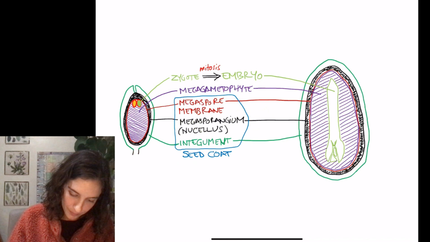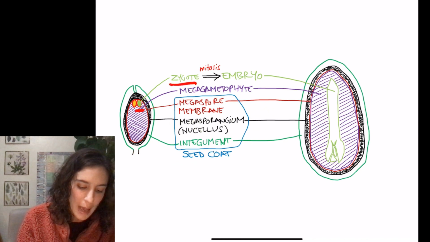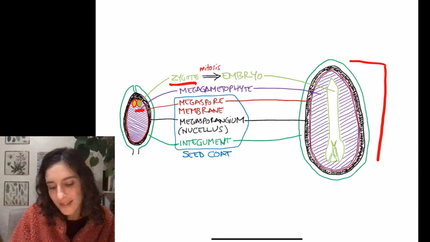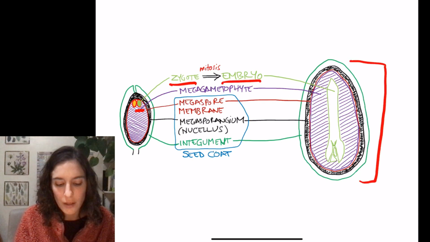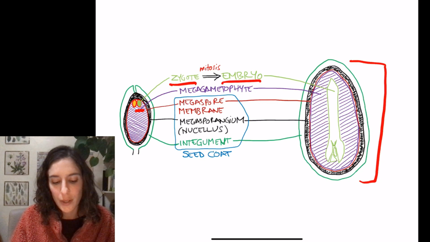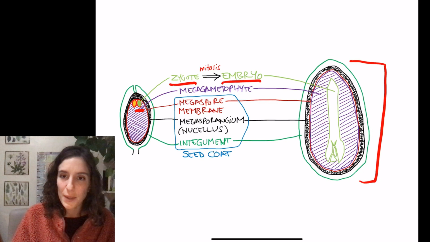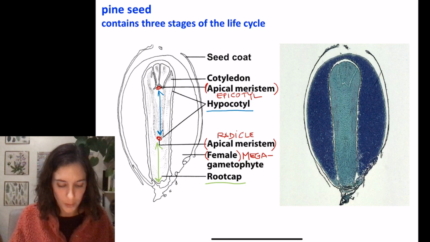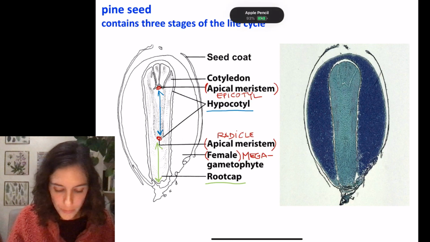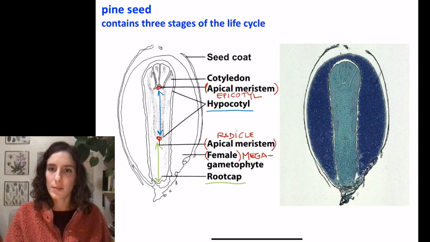Very cool. And then, of course, once fertilization does happen, a zygote will form, and then it's going to form an embryo, right? And then an embryo inside of a megagametophyte, inside of a seed coat, is, of course, a seed. Okay, so here's just another review slide talking about some of those terms from earlier. And I think that's my last slide.